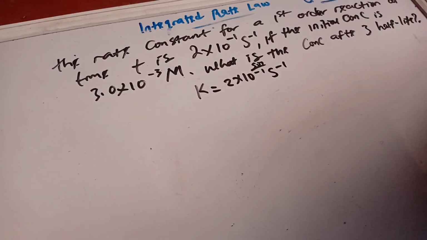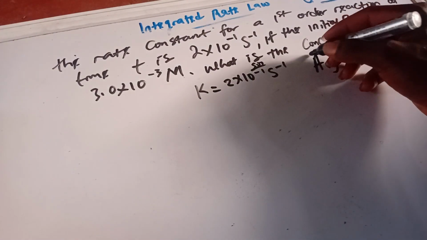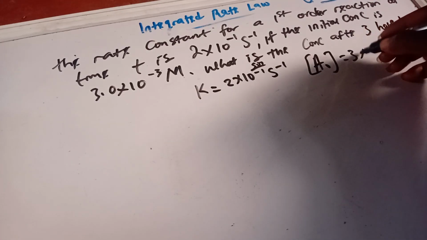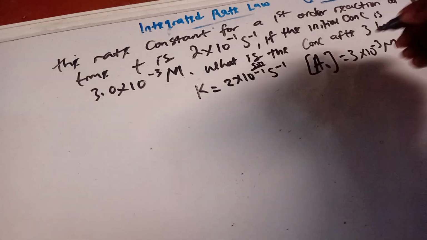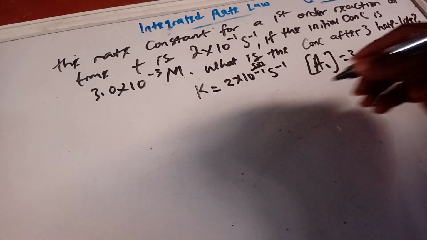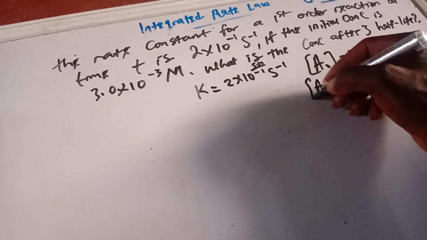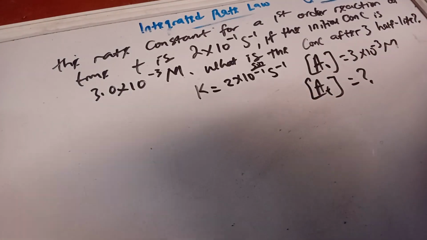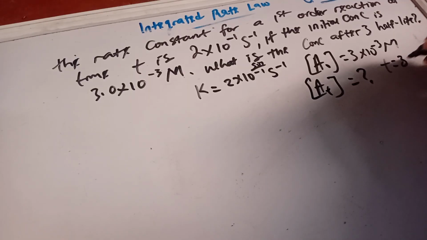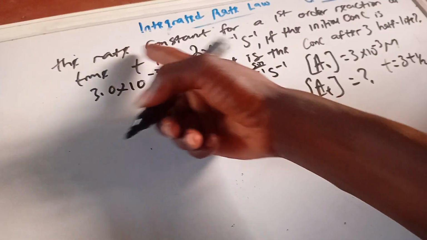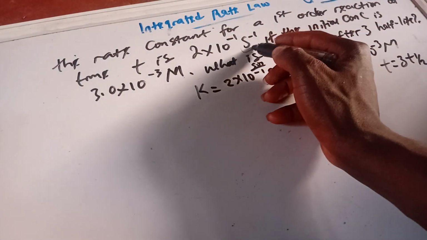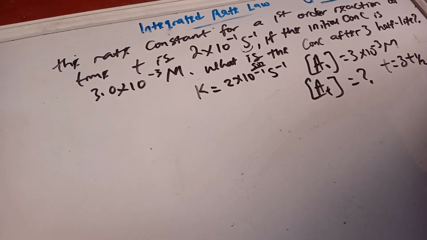The initial concentration equals 3 times 10 raised to power minus 3. So what is the concentration after 3 half-lives? We need the concentration at a particular time t, and our time is 3 half-lives. Because this is first order, and even the unit of the rate constant tells me that it is first order. Please take note of those units, they are tricky.